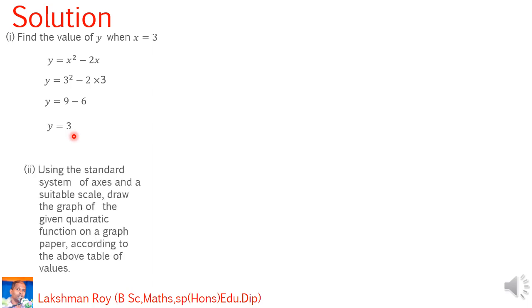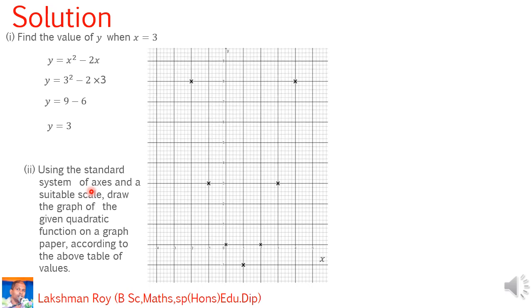Now Roman number 2: using the standard system of axes and a suitable scale, draw the graph of the quadratic function according to the values of the table. The standard system of axes means 10 small divisions for 1 unit. Then you can mark the points. Don't worry about the small divisions, you can take 10 small divisions as 1 unit.